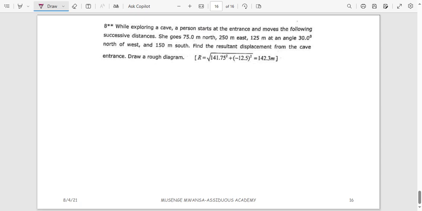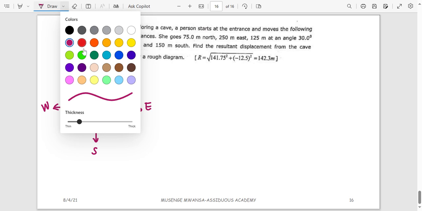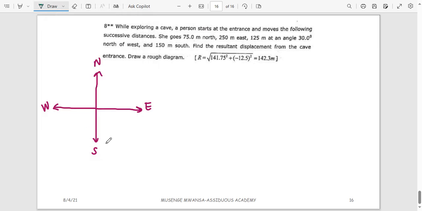The last part of the question. While exploring a cave, a person starts at the entrance and moves the following successive displacements. So these displacements, we are going to put them on a compass. North, south, west. Hope you remember where west is in your test or exam. End up putting west down.